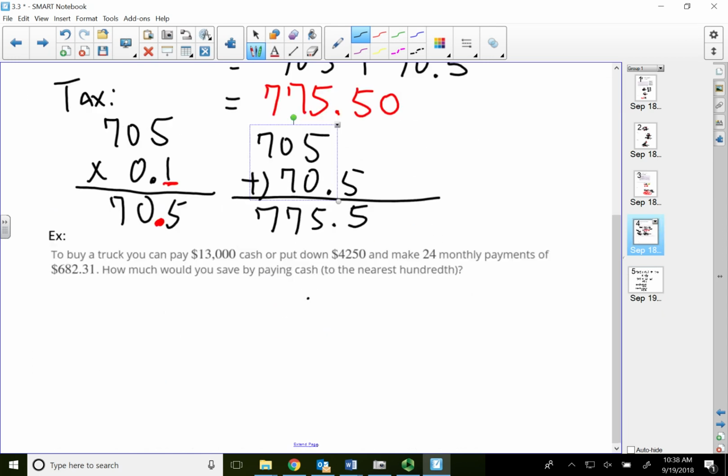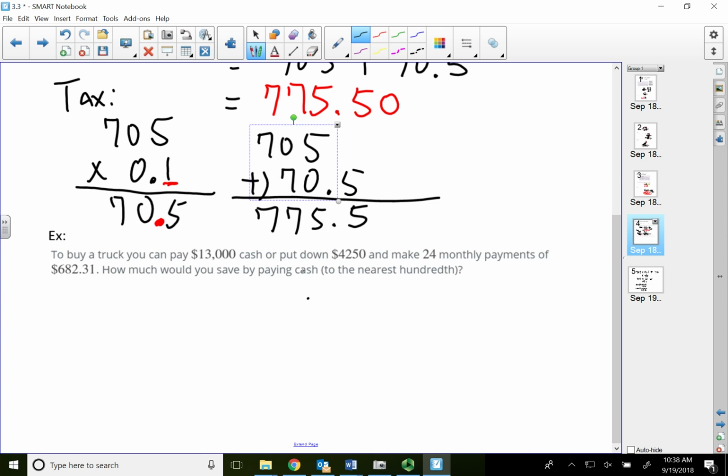Now let's take a look at this last question. To buy a truck, you can pay $13,000 cash. That's one way to buy it, or put $4,250 down and make 24 months of monthly payments of $682.31. How much money would you be saving by paying cash? Round to the nearest hundredth. Apparently, what the problem is trying to say is that by paying cash you save money. So let us figure out this payment arrangement.